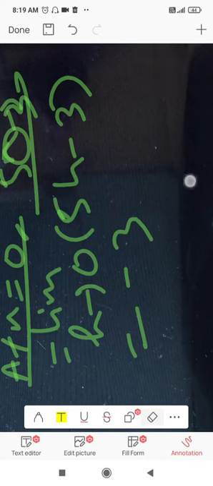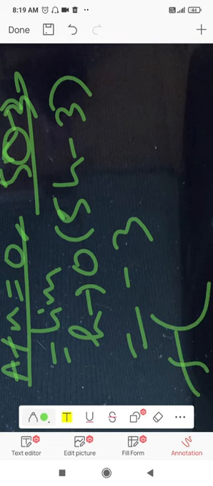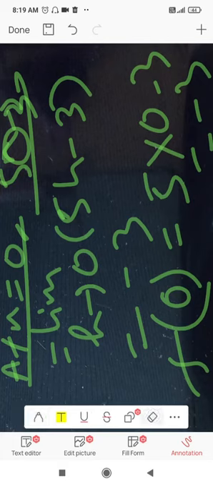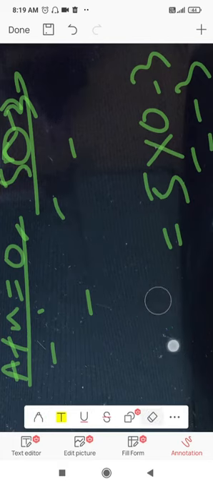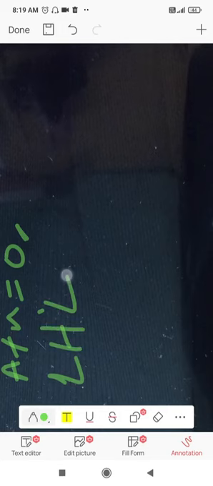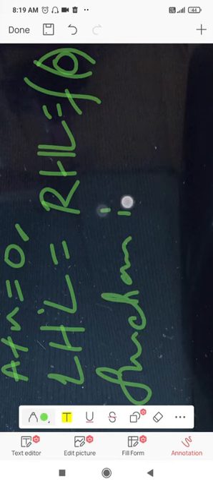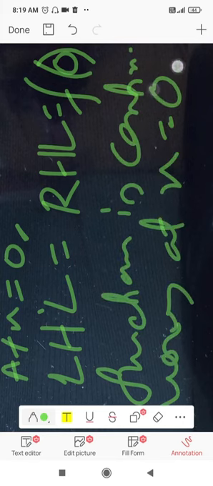Till now it's okay. Now we have to check the value of the function at the point a, that means 0, f of 0. So 5 into 0 minus 3. Value of x is 0. This will give us what? Minus 3. So the left hand limit, right hand limit, and the value of the function are all equal. So what we got? Left hand limit equal to right hand limit equal to f of 0. That means the function is continuous at x equal to 0.